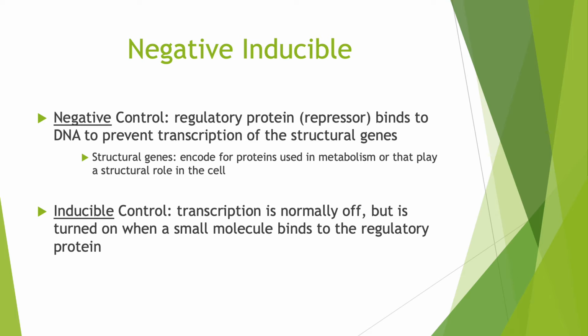If a mode is deemed to have a negative control, then the regulatory protein acts as a repressor and binds to DNA to prevent transcription of the structural genes. Remember that structural genes are genes that encode for proteins used in metabolism or that play a structural role in the cell. The latter part, inducible, means that transcription is normally off but is turned on when a small molecule binds to the regulatory protein. This will be easier to understand if we look at it in action.